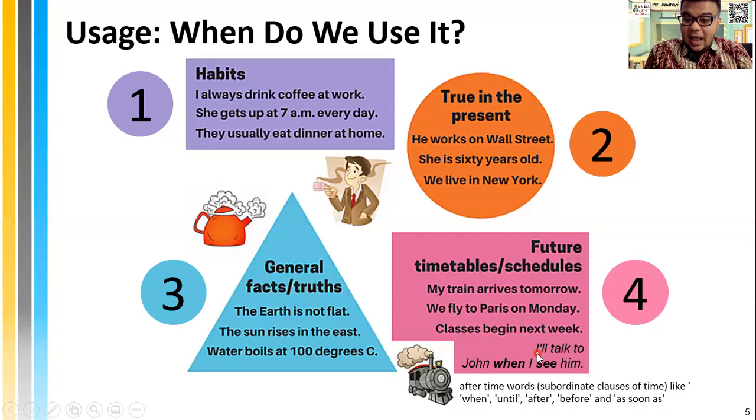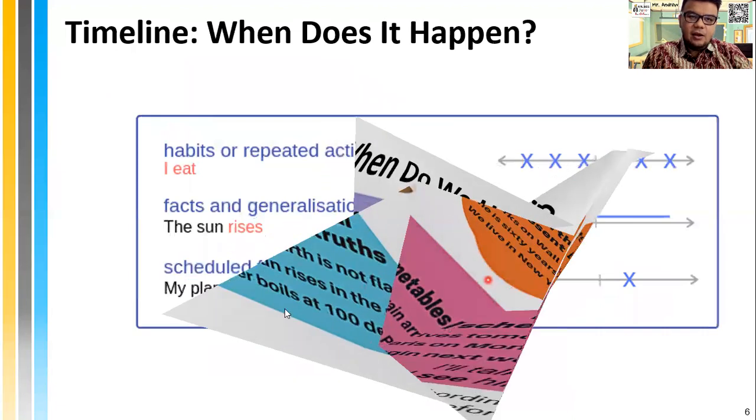So example here, I will talk to John. Will is future, right? When I see him. See is present, right? Present simple tense. When I see him, I will talk to John before he leaves. Right? Before he leaves. Okay? You understand? Okay, the timeline.